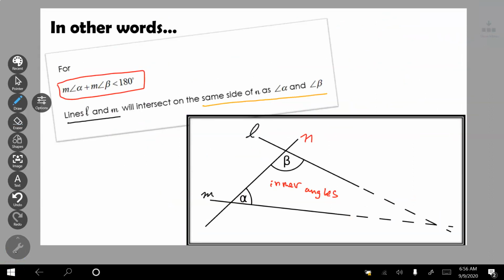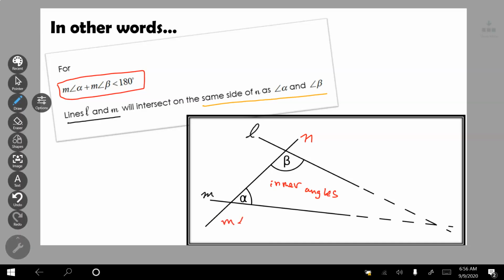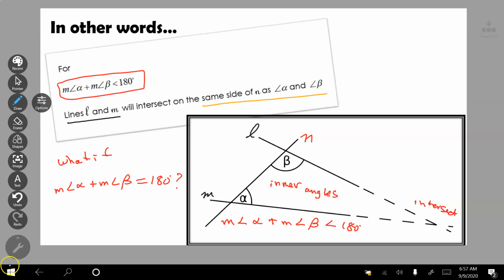So as you can see, here's a little bit of a better drawing. I have two lines, L and M, that are crossed over by the third line, line N. That's our transversal, and I have these inner angles, alpha and beta. Right now, you can tell that the measure of angle alpha plus the measure of angle beta is less than 180 degrees. So that means sooner or later, these guys will intersect. So the big question is, what if the sum of these two angles is equal to 180 degrees? Exactly. That's what we're going to work on today.